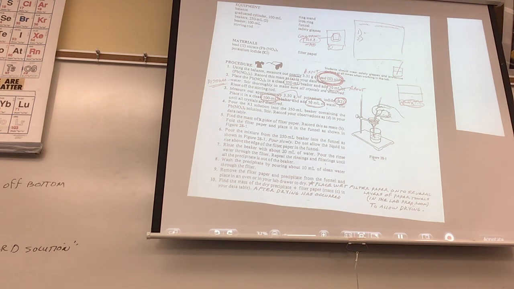You don't know. So what is the absolute first thing you have to weigh before you even do this lab? The dry filter paper. Put a little star there. Weigh the dry filter paper first. It's not on there, see, but the author thinks that you already know this, okay? So put a little star there, say, weigh the dry filter paper first, because once it gets wet, you won't know how much it weighs.